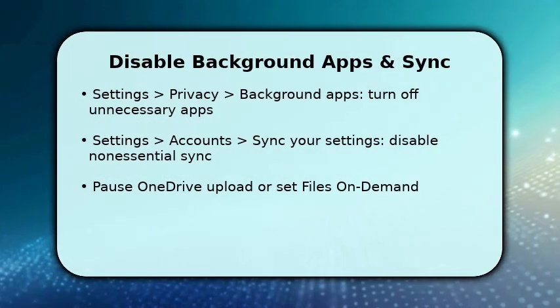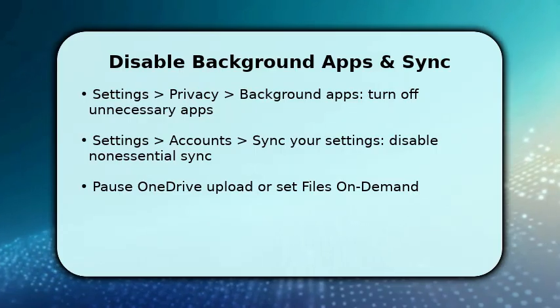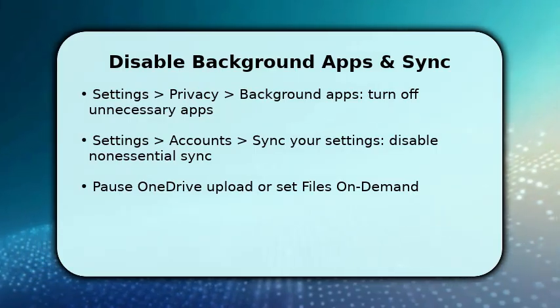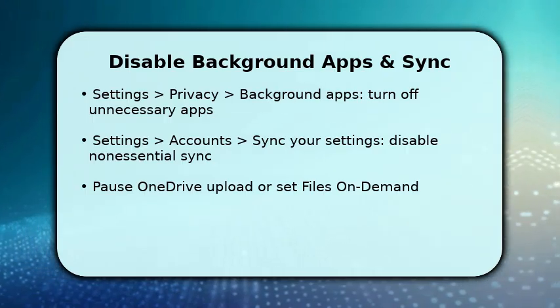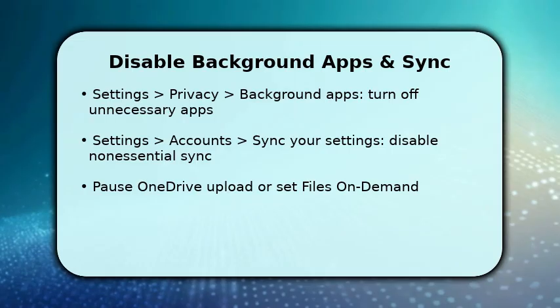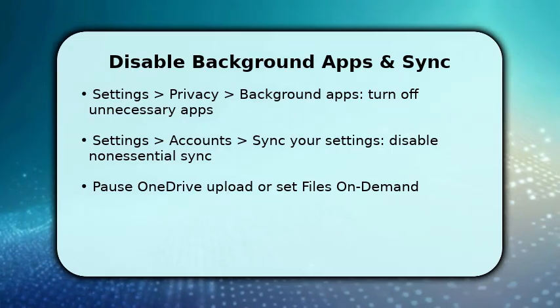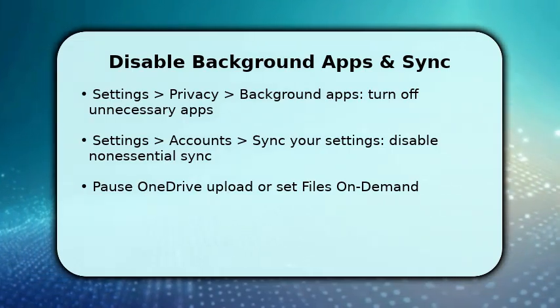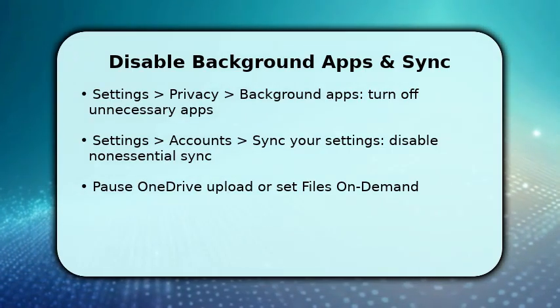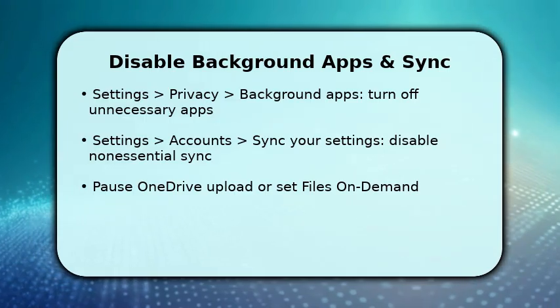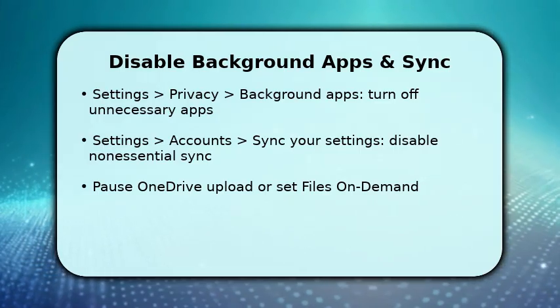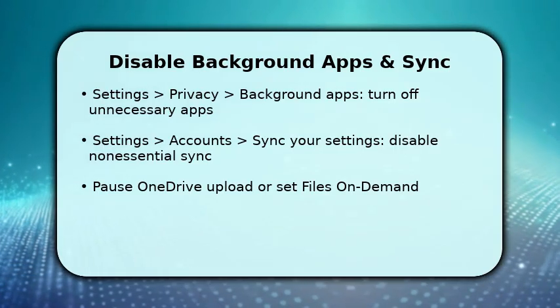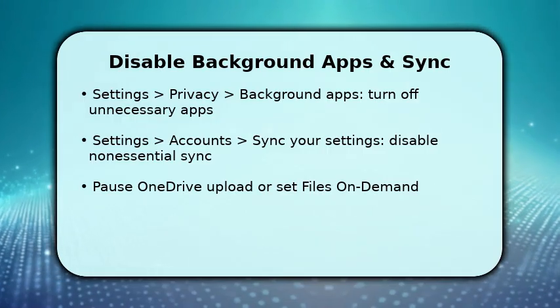Next, you cut app and cloud usage at the source. Go to Settings Privacy Background Apps and switch off apps that don't need to run. Then open Settings account, sync your settings, and turn off specific sync types to avoid continuous uploads and downloads. Also pause OneDrive uploads or enable files on demand so files download only when you open them. These steps stop periodic syncing and background updates, which are common culprits for unexpected data consumption.